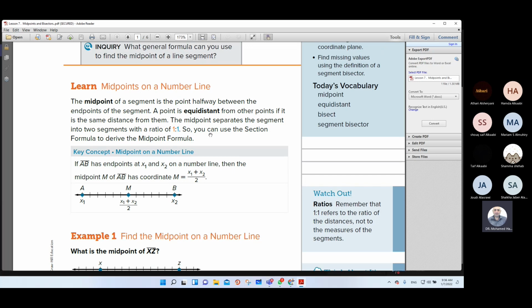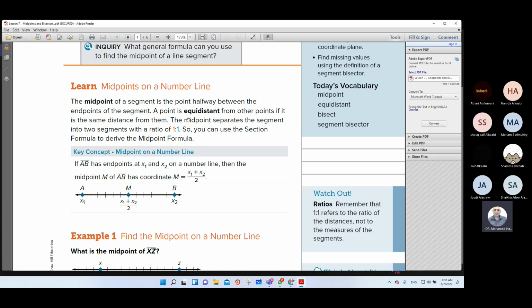What is the midpoint? The midpoint of a segment is a point halfway between the end points of the segment. As you see here, we have segment AB. In the middle here, the point in the middle, M, this is the meaning of the midpoint. It means the distance from M to B equals the distance from M to A. This is the meaning of the midpoint.